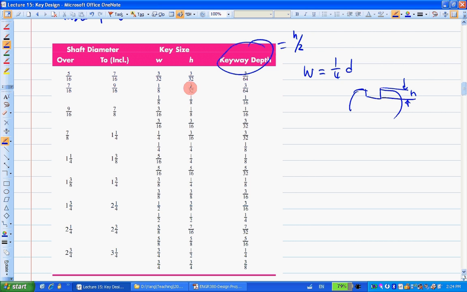In the second row here, when your shaft diameter is between 7/16 and 9/16, you have two choices. You can either use a parallel key or you can use a square key.